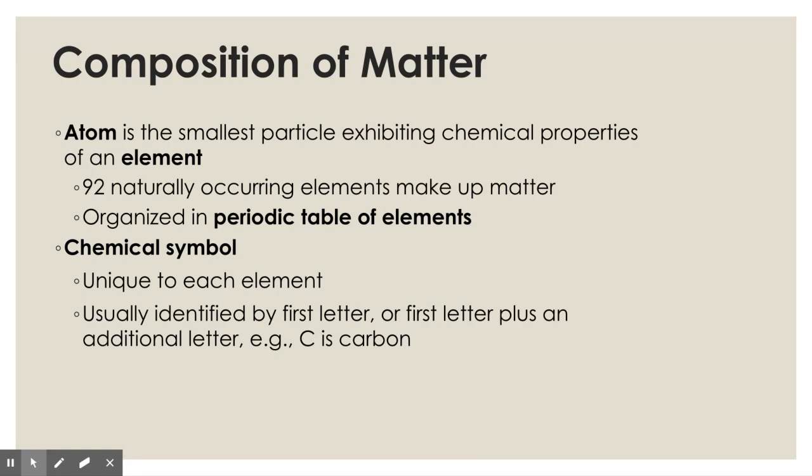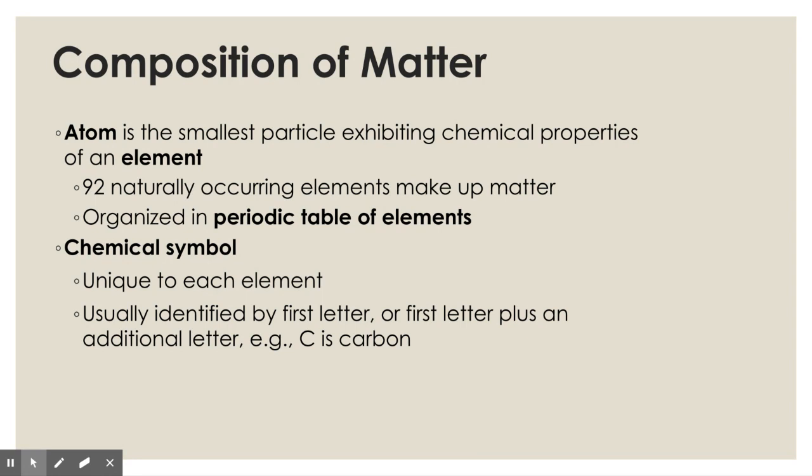There are 92 naturally occurring elements that make up matter. And you can remember back to any chemistry courses you've ever taken, even grade school chemistry, you probably saw the periodic table of elements. That is where we organize and show the elements that we know of.